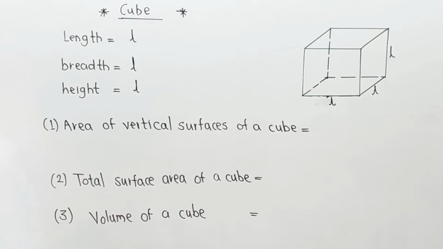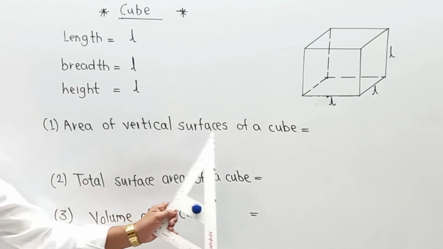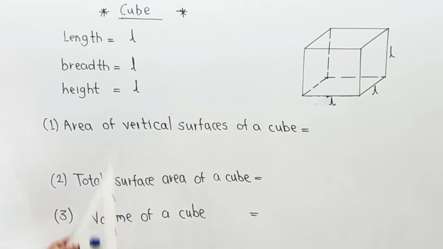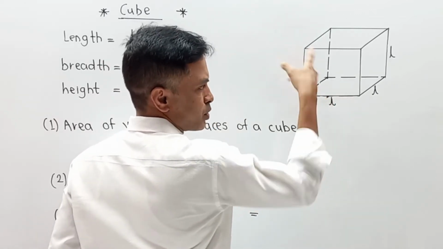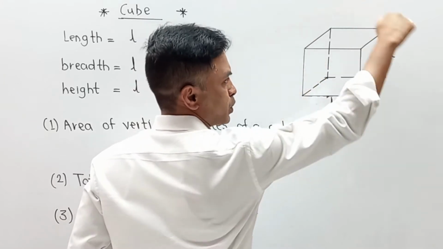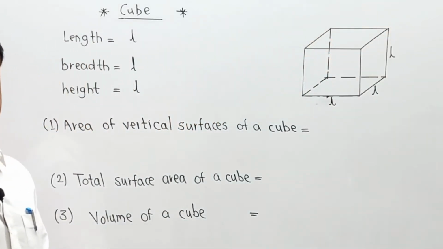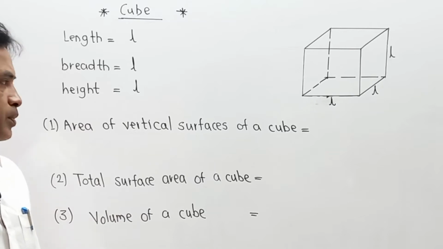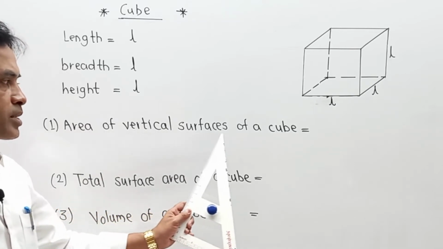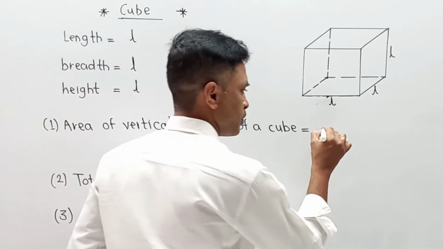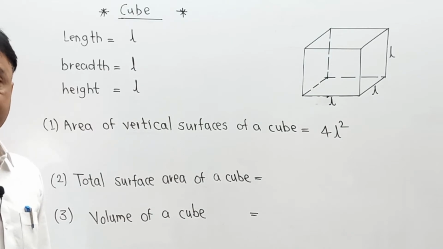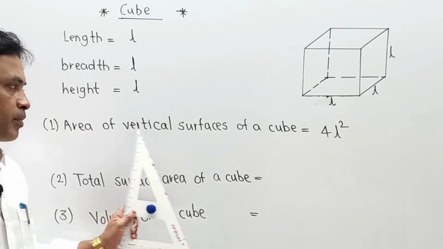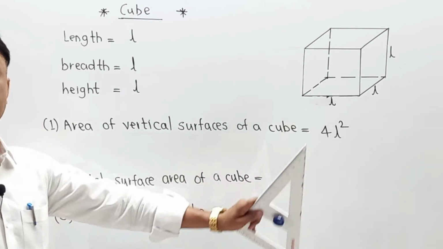So what is the part for simplification? Area of vertical surfaces of a cube. Here I will indicate one by one: length into height is also L into L, and in total there are 4 vertical surfaces of a cube. So the area of vertical surfaces of a cube becomes 4L square. Remember it very carefully. In a book the sequence is something different, but I am writing the vertical surface area of a cube first, that is 4L square.